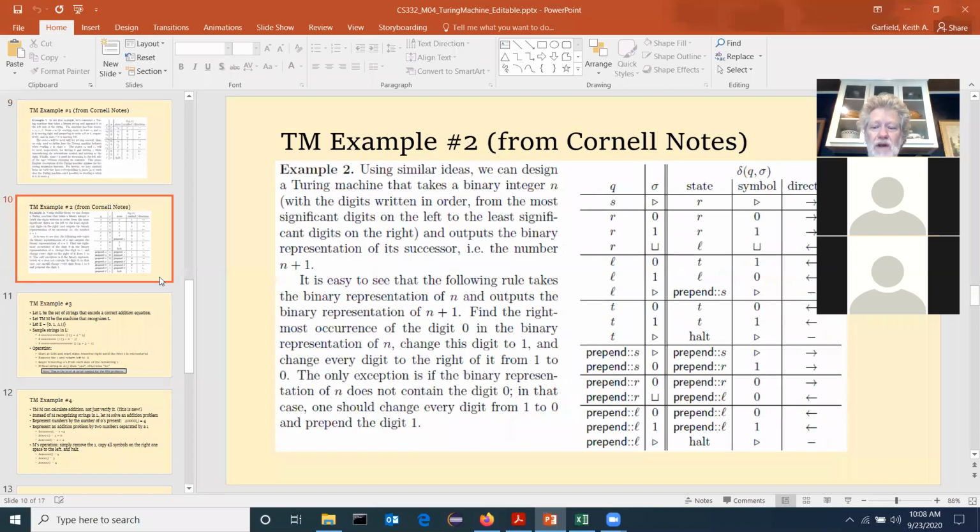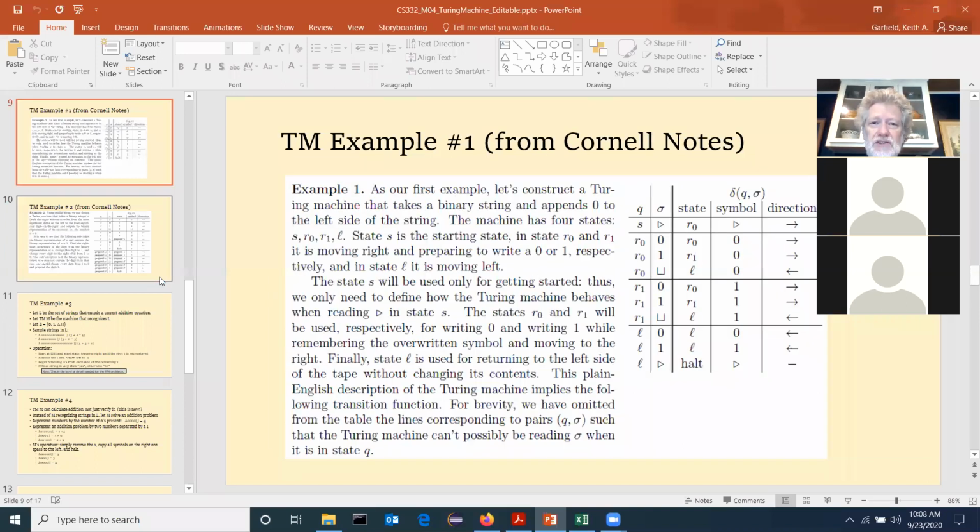Okay, the second example. Now, by the way, if we can put a 0 in front of a string, do you agree we could also put a 1 in front of a string? In other words, we could shift the whole string to the right and stick a 1 in the front. I don't think that requires much argument, right? The choice of a 0 or a 1 is arbitrary.